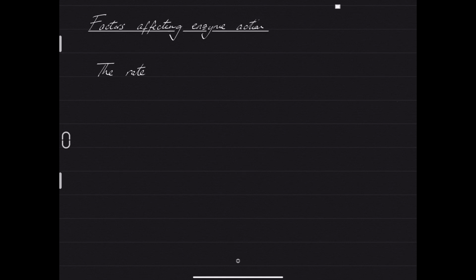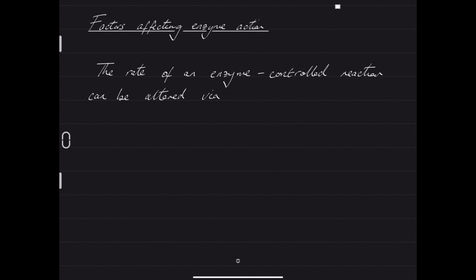The rate of an enzyme controlled reaction can be, let's say, altered via, and we're just going to state the 3. Okay, so the rate can be altered, so it can be changed. You can either increase the rate or decrease the rate, or completely stop the reaction by altering these 3 conditions that we're going to look at.